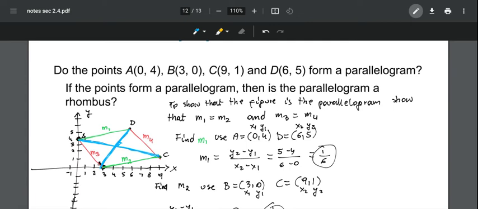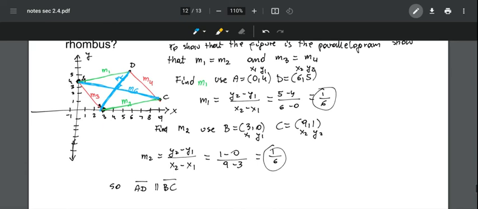So we're going to find slopes M5 and M6. We're going to find those slopes and we have to show that the product of the slopes gives us -1. So that means those segments, the diagonals, intersect at a 90-degree angle.